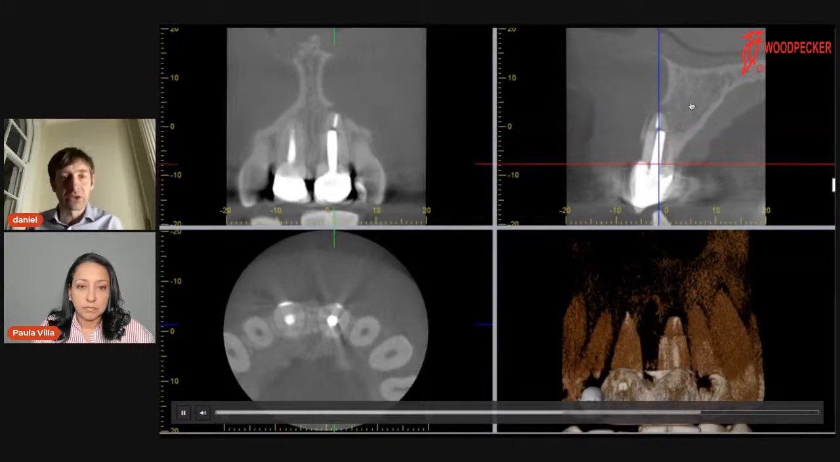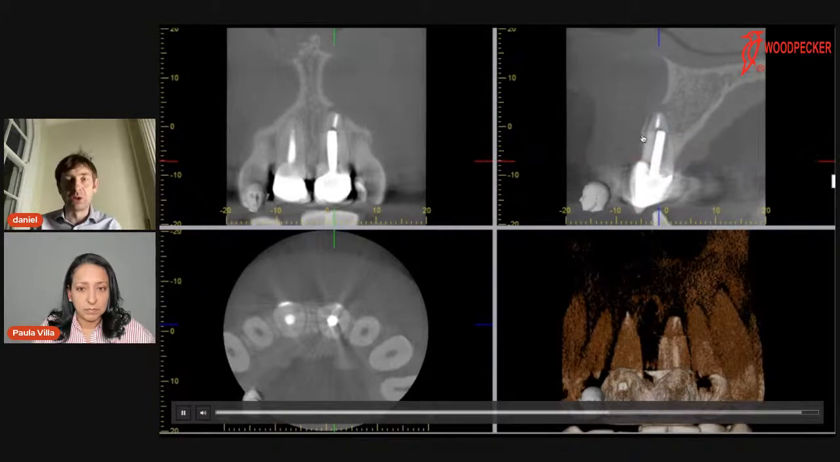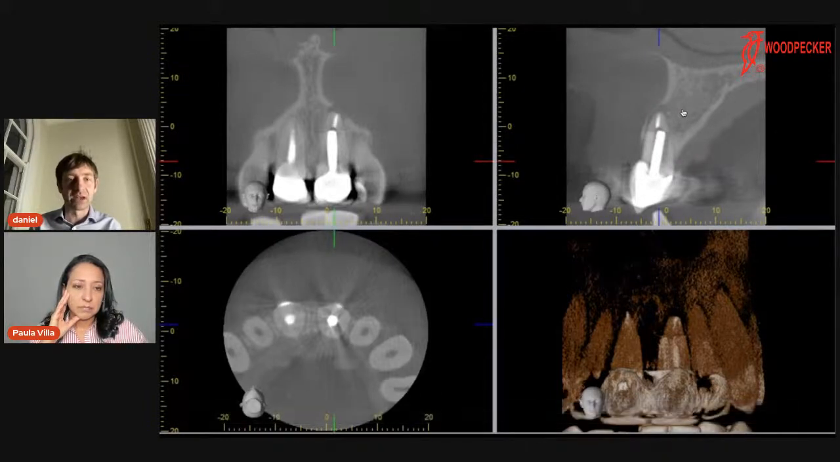Now, things that are concerned in treatment planning. If we remove this tooth, how much of the buccal bone are we going to lose? We'll be able to place the implant here palatally, so it should be fine. But just aesthetically, are we going to be able to get the same aesthetic result as we can by keeping the natural tooth?